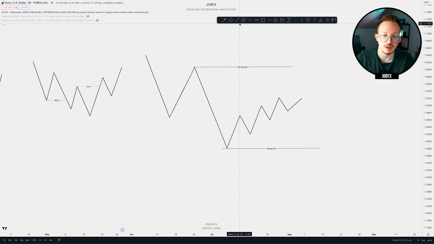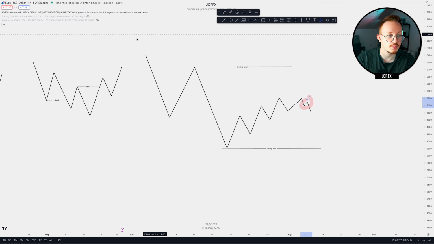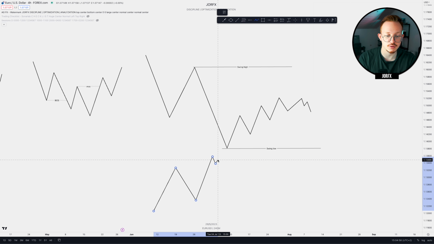So then we have our last point, and that is fractal structure. Fractal structure is basically the small little pullbacks that price makes before a move happens. So basically whenever you see something like this, right here is fractal structure. And the importance of everything, we are going to go over that in a minute, but for now this is everything that you need to know. Of course this also goes for an uptrend.